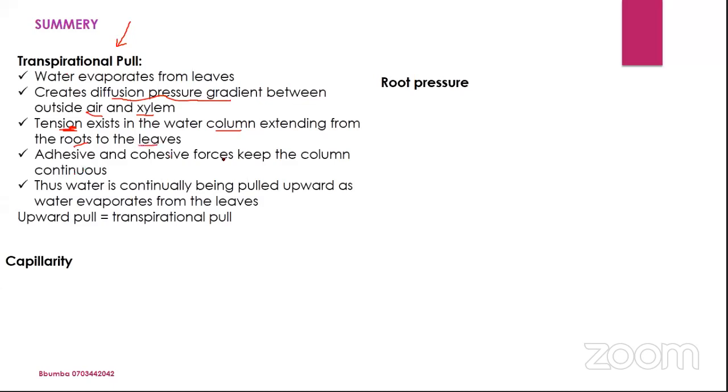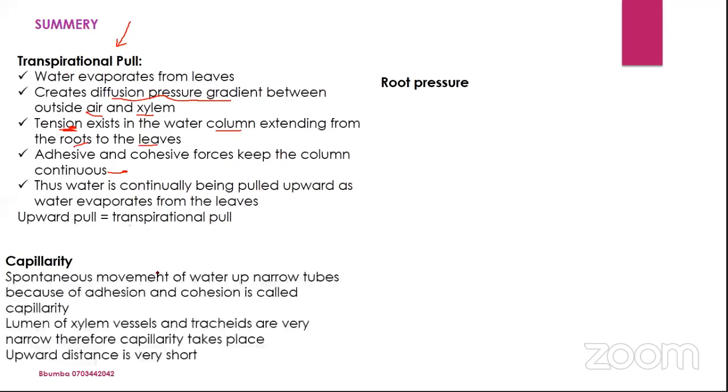And then adhesion and cohesion forces keep the column continuous, whereby adhesion forces don't allow it to flow back down. Cohesion forces hold the water molecules up, so it aids movement of water up the plant. Now, that water is continually being pulled upwards as water evaporates from the leaves. What you must also never forget is capillarity, the spontaneous movement of water up narrow tubes.